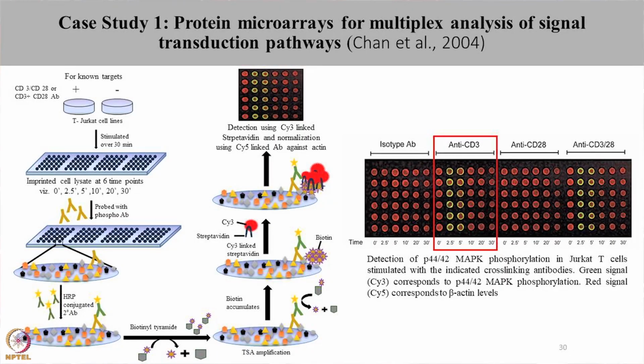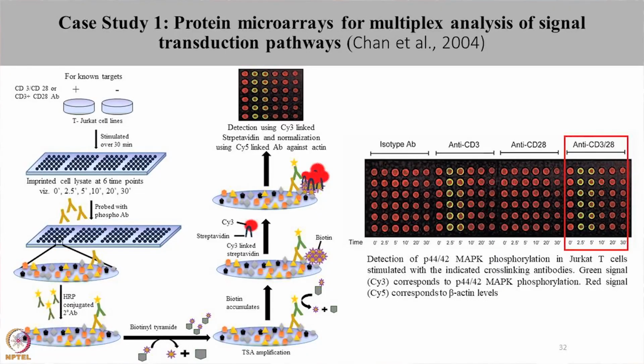Here you can see that when the cells were treated with CD3, there was a quick phosphorylation observed at 2.5 minutes which reduced at 5 minutes, but there was no change in the phosphorylation status of MAPK when the cells were treated with CD28 antibodies. When the cells were treated with the combination of CD3 and CD28, a sustained phosphorylated MAPK was observed and the signal intensity even at 5 minutes was prominent.